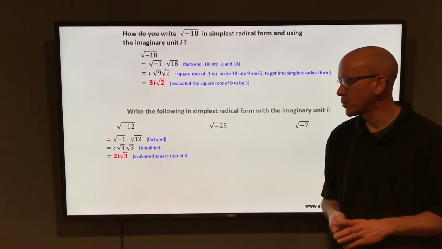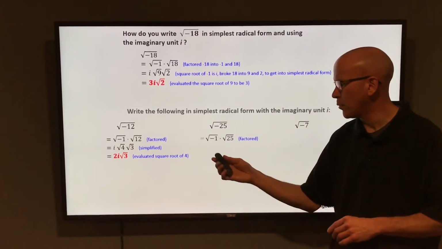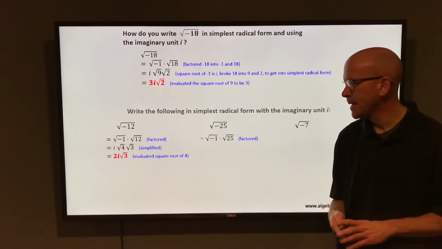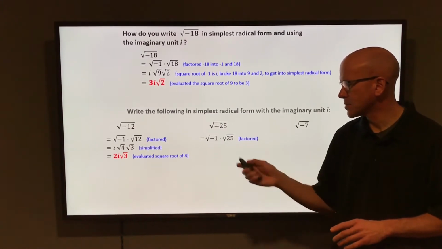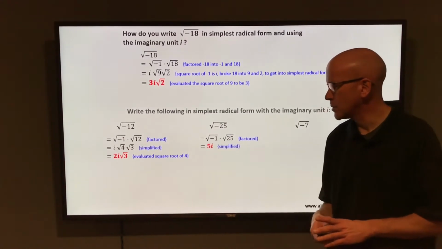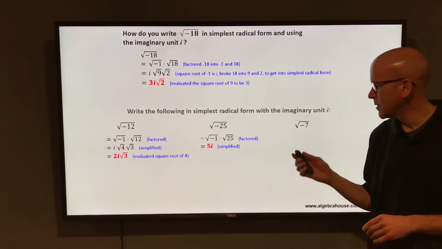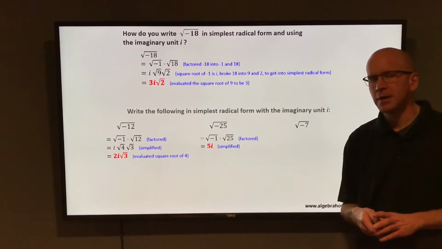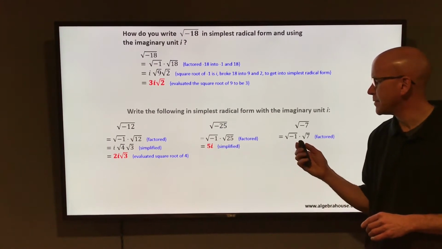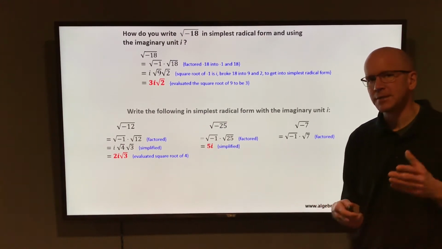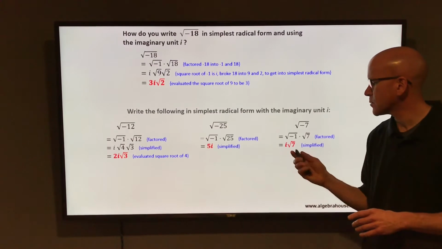Next, the square root of negative 25. You can split that into the square root of negative 1 times the square root of 25. And the square root of negative 1 is I. The square root of 25 is 5. So that would just be 5I. And finally, the square root of negative 7. You can break that into the square root of negative 1 times the square root of 7. And the square root of negative 1 again is I. So it would be I times the square root of 7.